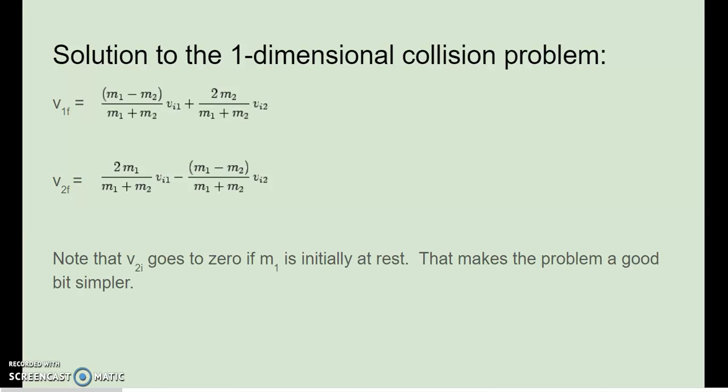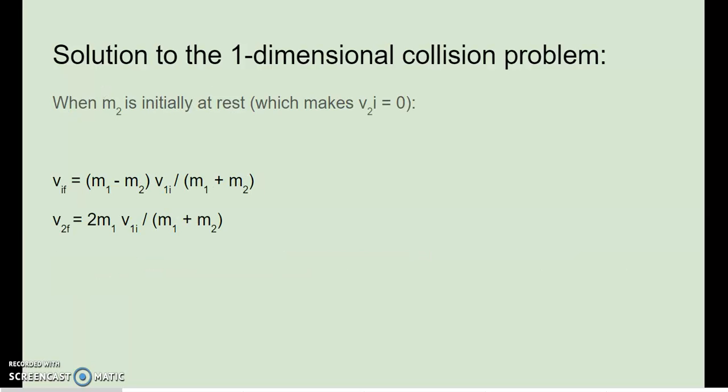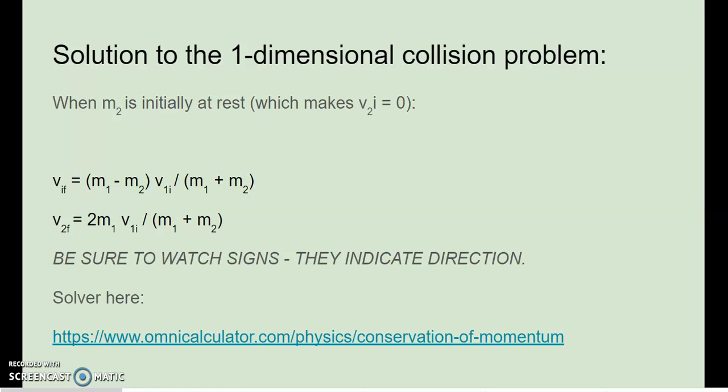However, let's say that the second body is at rest. This sure makes the problem easier. So we find that if v2i goes to 0, the problem looks a little bit simpler, and we end up with this expression. v1 final is equal to m1 minus m2 times v1i, all divided by the quantity m1 plus m2. I apologize, that should be v1 final. And v2 final is equal to 2 m1 v1i over the quantity m1 plus m2. A good bit easier to solve. Watch the signs, they indicate the direction.